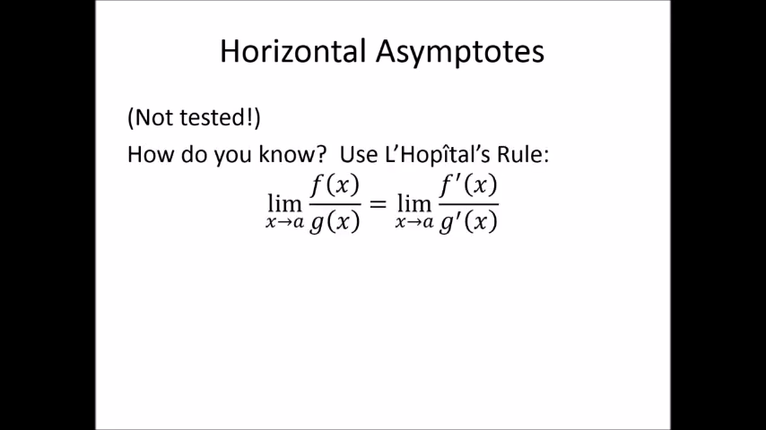Sometimes it's going to be helpful to use L'Hopital's rule in this case. The beautiful thing about L'Hopital's rule is that if you have a limit of one function over another function, the value of that limit is identical to the value of the limit of the ratio of the first derivatives. So let's go ahead and look at an example of this.